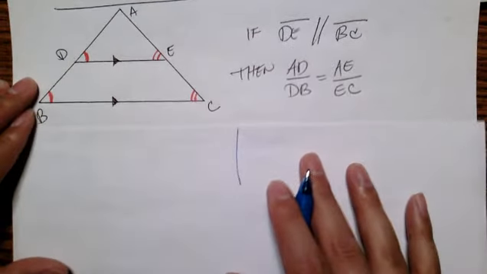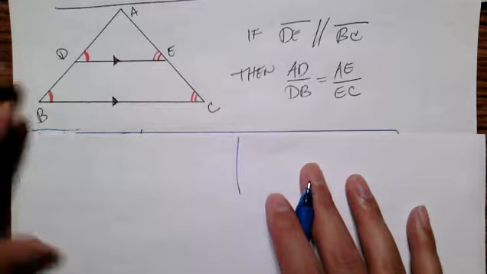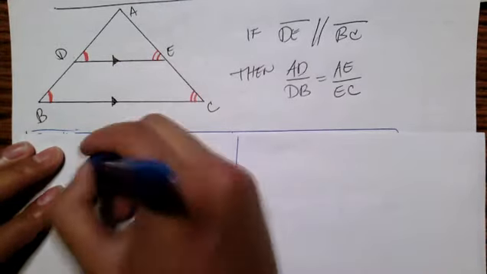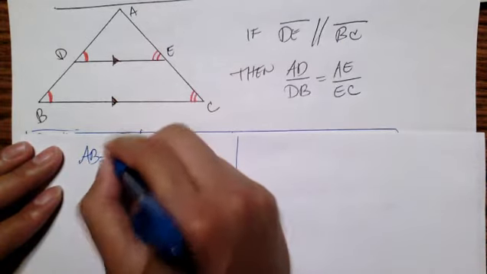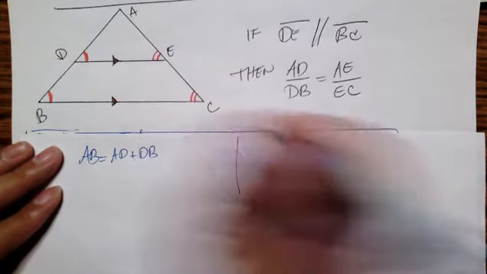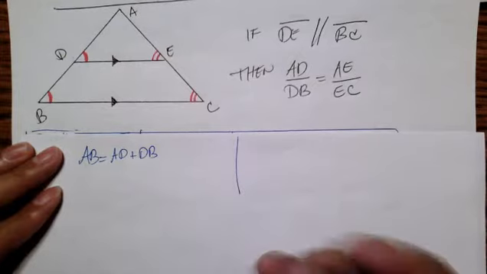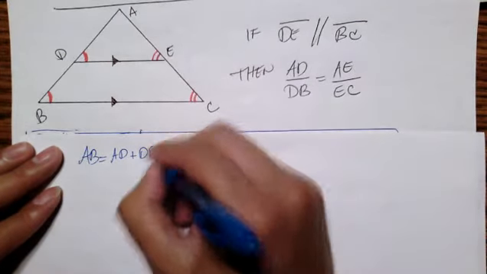Go right here. I'll put the entire proof back up when it's ready to go, okay? So I said AB, the entire line right there, is equal to AD plus DB. It just is, and there's a reason for that. I'll write the reason right here.